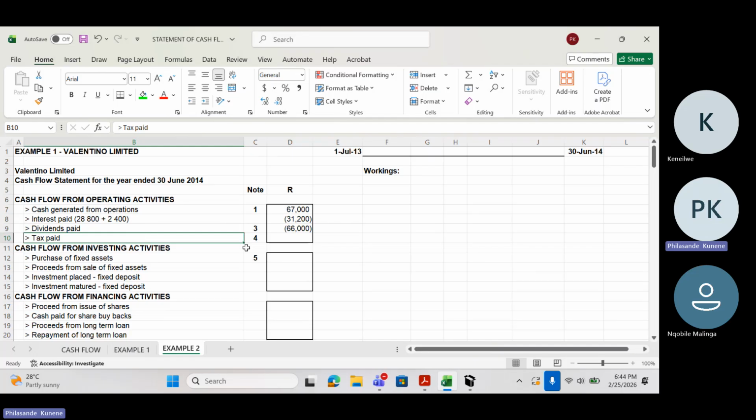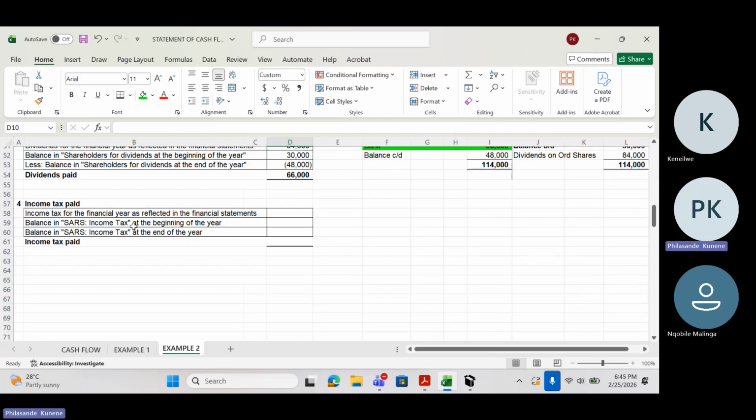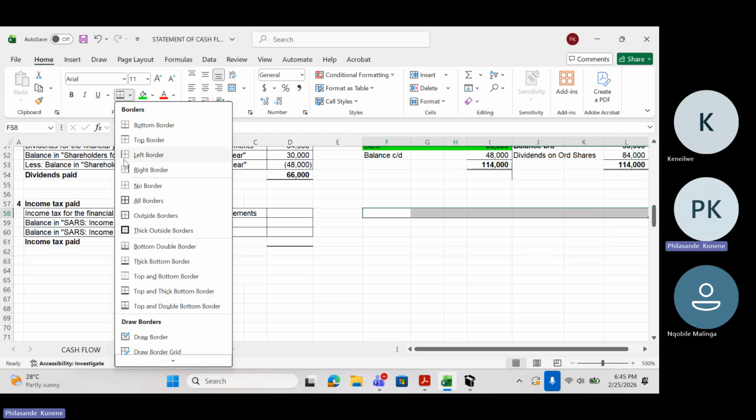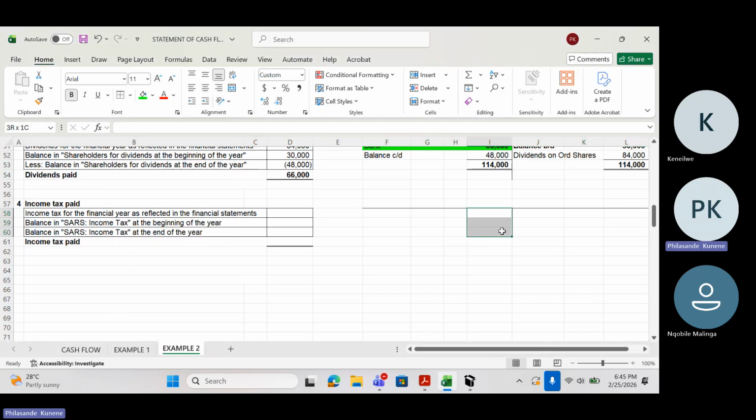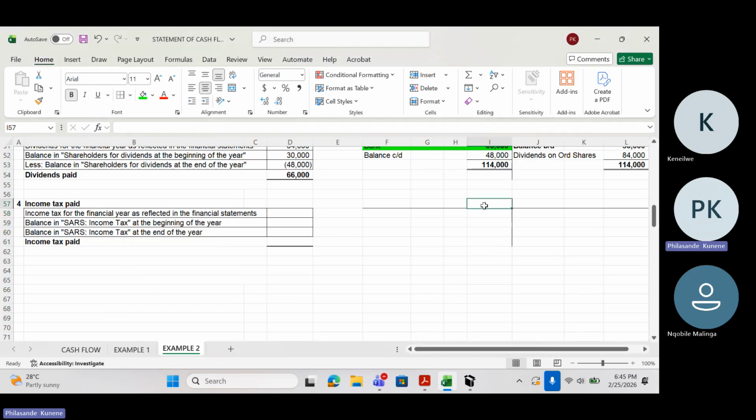Then now tax paid, income tax paid. Again, we do have a note here for income tax paid, but it's something that we can also do using a general ledger account. Okay, so let's start with the notes first and see if we can do it. Let's start with the notes first before we even come to the general ledger account.